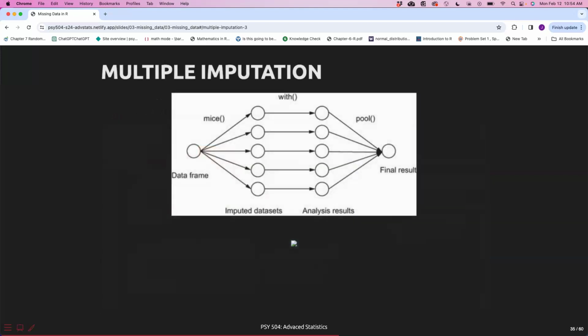We have a data frame. We use mice to impute our 20 data sets. We then run regressions on each of those data sets, and then we pull all of those results together and we get a final result. And this is more preferred than a single imputation method because, again, we're taking into account this uncertainty of different values that it could possibly be and just pulling those together. So it's more preferable and more accurate than just doing a single imputation method.